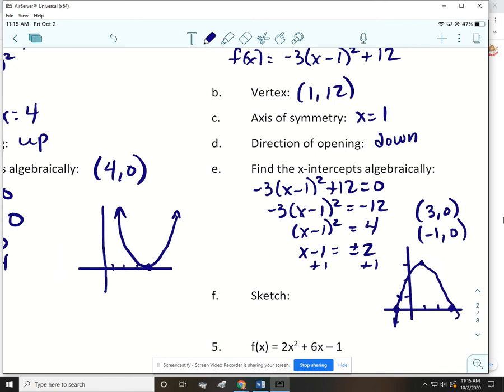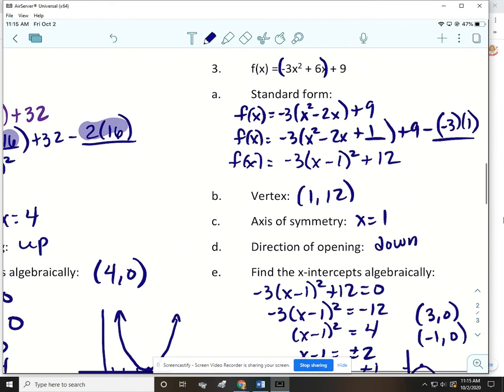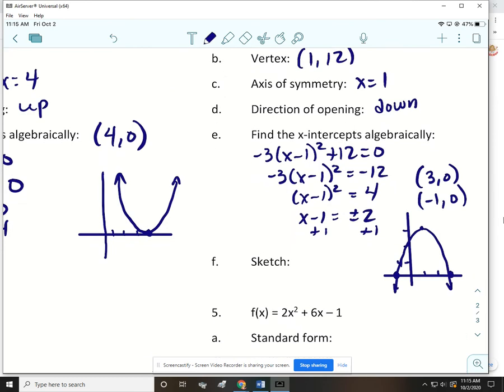Let me try that again. Boom. You actually can get the y-intercept from this number when it's in the original form. 9 is where it should cross the y-axis.